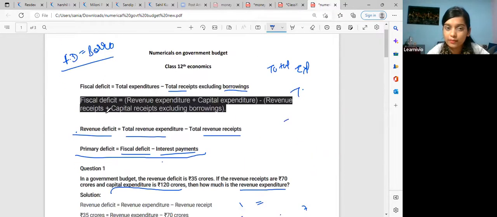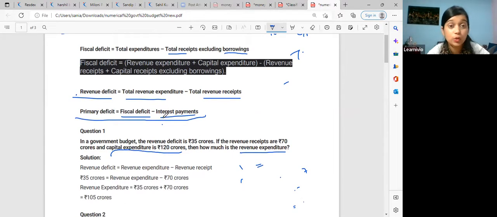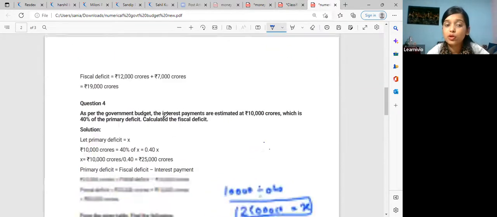Anyone want to try? You can be wrong or right. See, this is the formula of fiscal deficit. There is no need of revenue deficit, and similarly with primary deficit, there is no need. But why am I solving the revenue deficit?